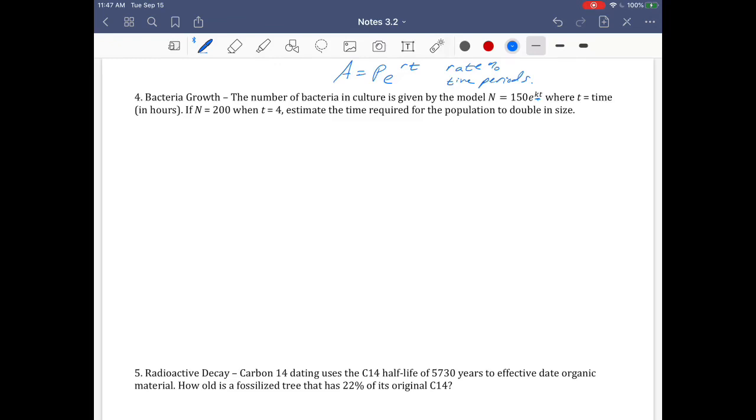So what we start with is this model. We don't know the growth rate, but we do know 2 things. This 150 here is the initial amount.